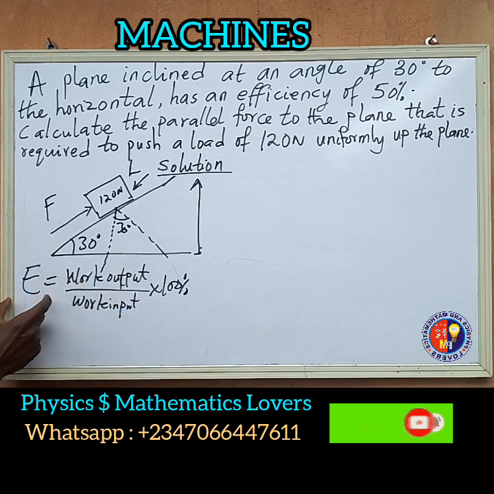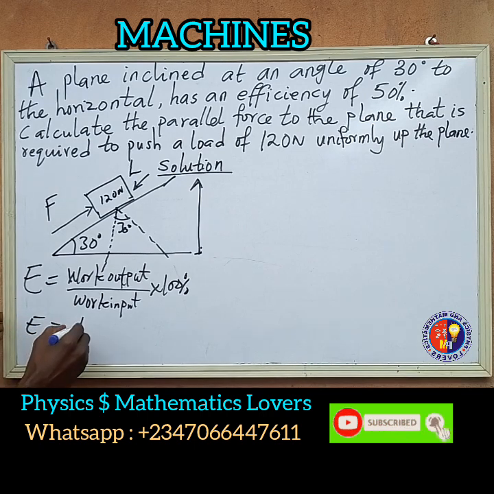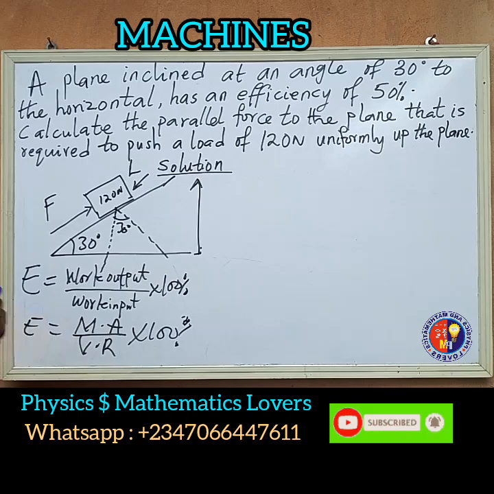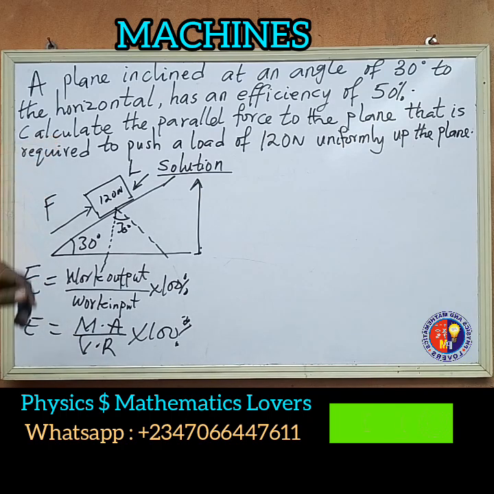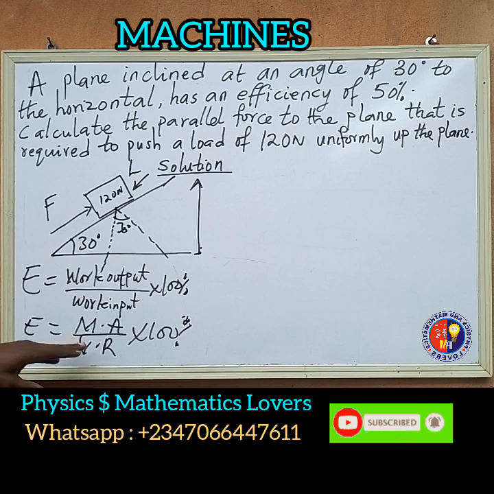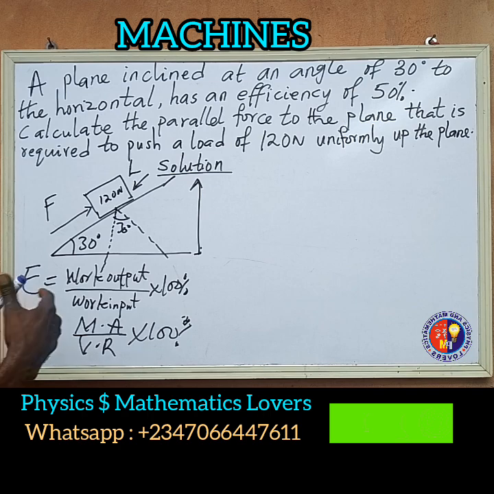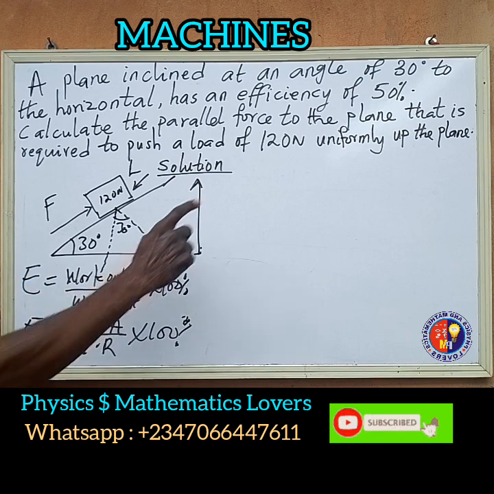Now, this efficiency can be taken as mechanical advantage over velocity ratio times 100%. So for us to get this parallel force, the parallel force has to do with the velocity ratio. We need to get the velocity ratio for us to be able to get this effort that is required. Now, how do we get the velocity ratio? We are told that the efficiency here is 50.